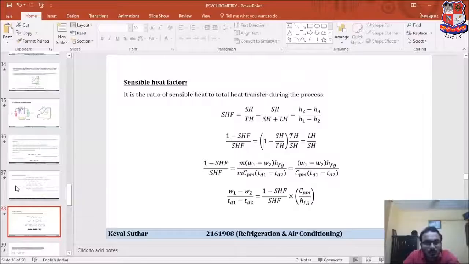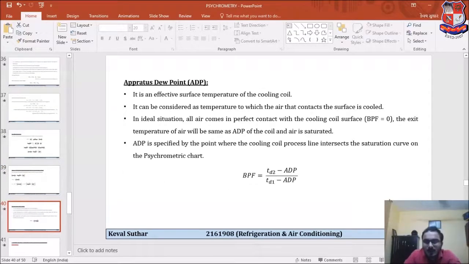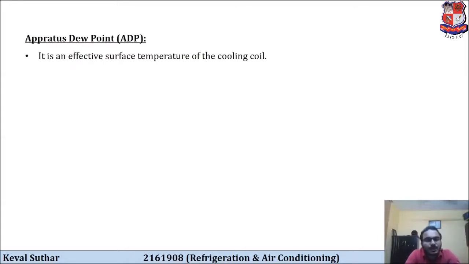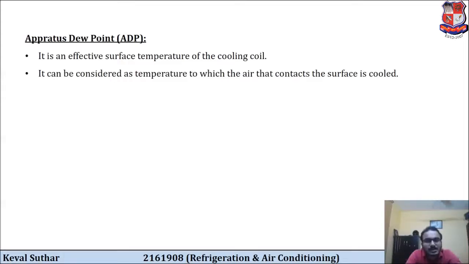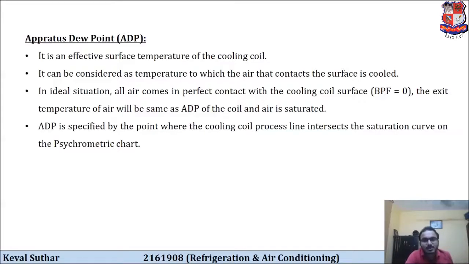Now we will go back into our new part, which is apparatus dew point temperature. It is an effective surface temperature of the cooling coil. It can be considered as the temperature to which air that contacts the surface is cooled. In the ideal situation, all air comes in perfect contact with the cooling surface. That will be a bypass factor of 0. The exit temperature of air will be the same as the dew point temperature of the coil, and air is saturated.